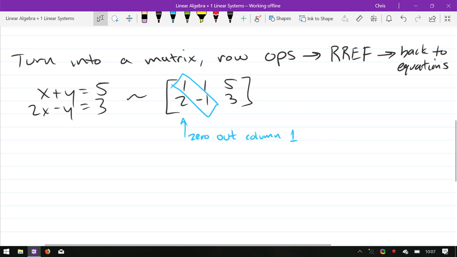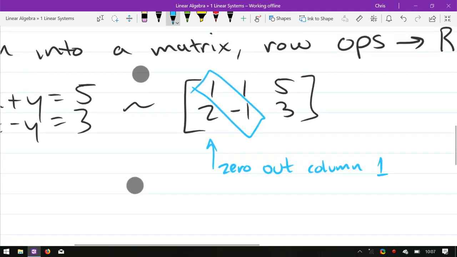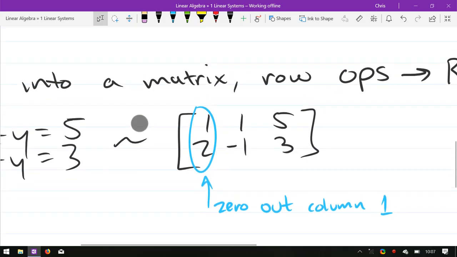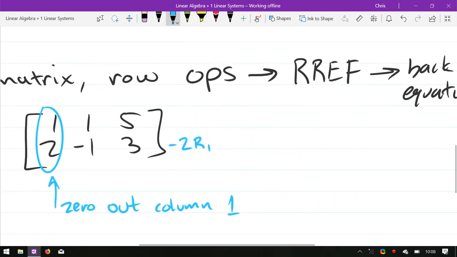So first of all, what I'm going to do is use the one above to eliminate the two down below. So how many row ones do I add to row two? Negative two. So we write minus two row one. That means I'm going to take negative two row ones and add it to row two. And that should eliminate our two right there.